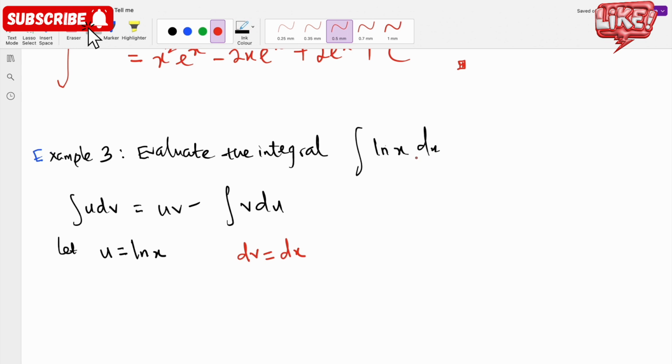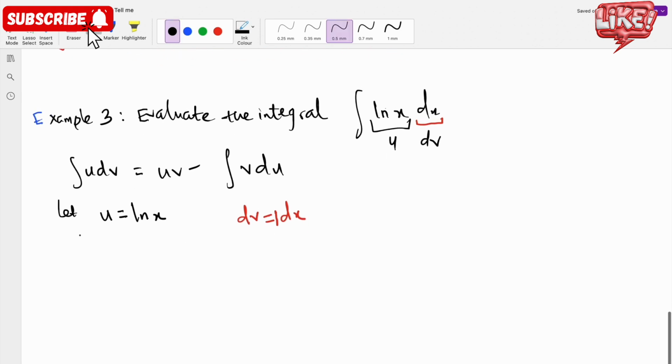So this means this is the v, basically 1 dx. This is the v, and this is my u. Now I need to obtain my du. My du will be 1 over x dx, and my v is simply my x.